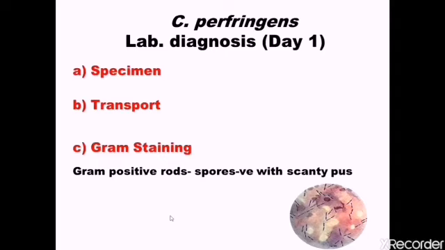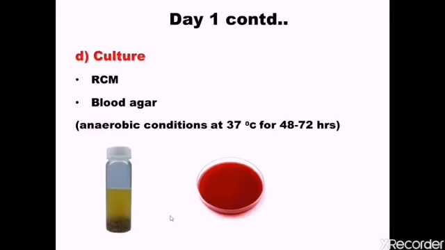Gram staining shows gram-positive rods with spores negative, and there is scanty pus. Why? Because lecithinase damages the neutrophils or WBCs, so there is scanty pus. This is also known as dishwater pus, which is much thinner. Scanty pus and absent spores are suggestive of gas gangrene.